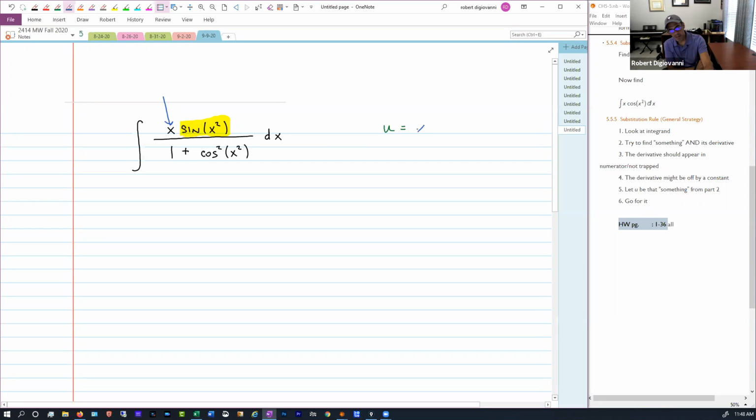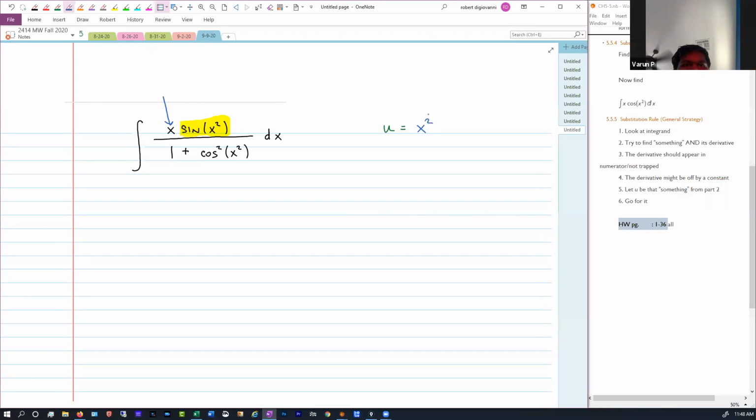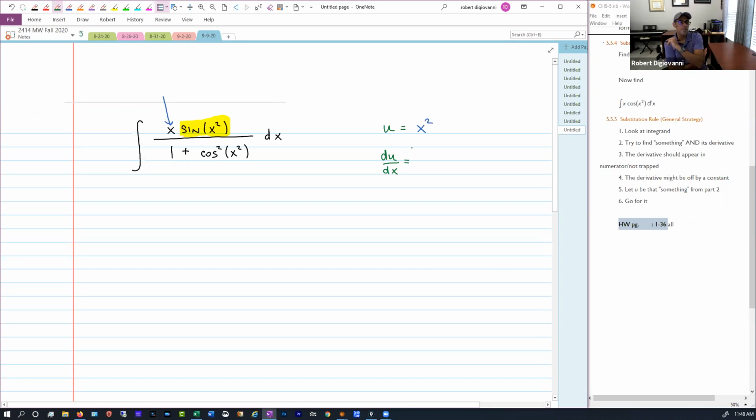So do you see now that if you let u be x squared, that you do have its derivative? It is there, it's off a little bit, but it's there, yes? Right. Okay, so let's do that. Oh, I didn't know you can make it the thing inside sine and cosine. Oh, sure. Anything you see, you can replace. So derivative of that is 2x. And then you bring the dx to the other side.